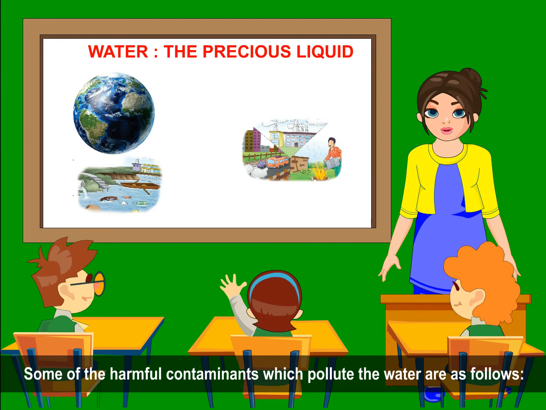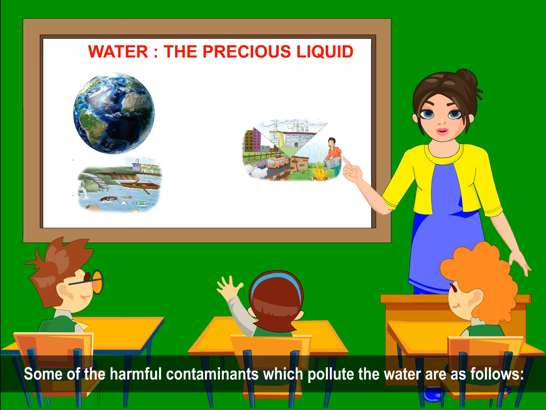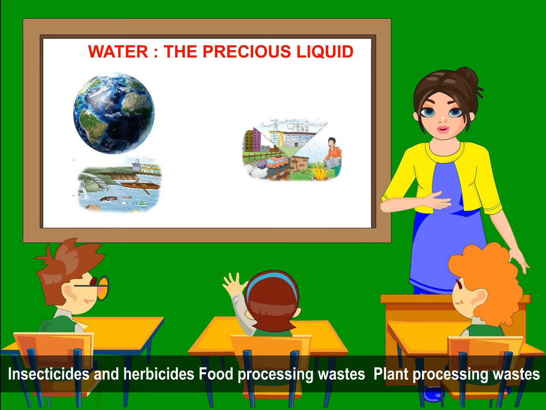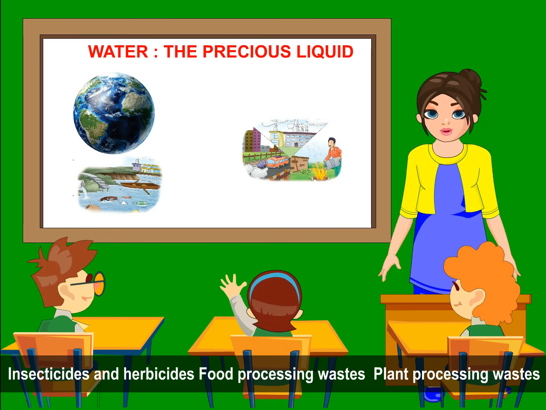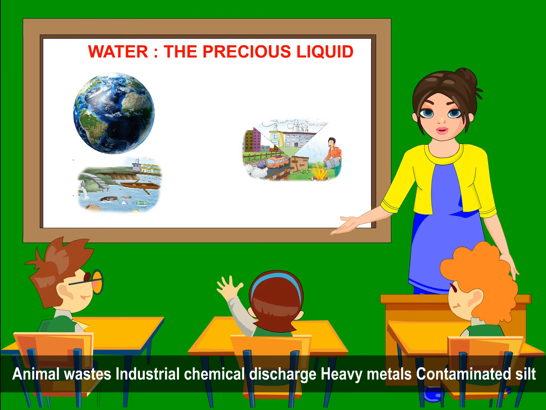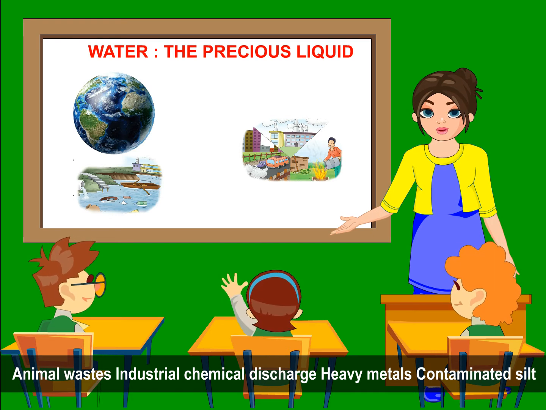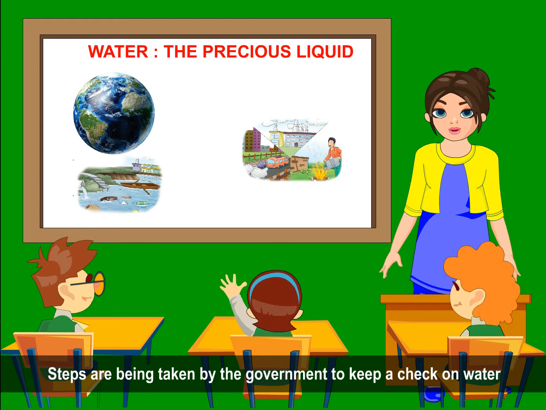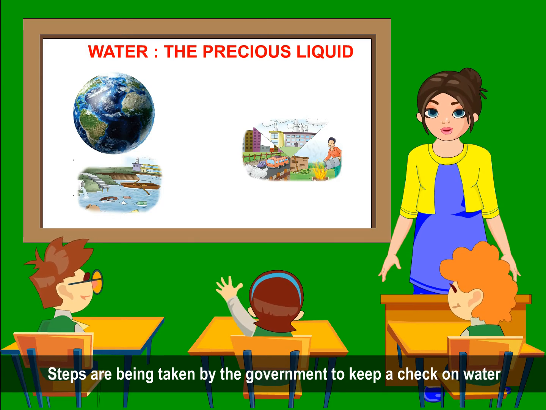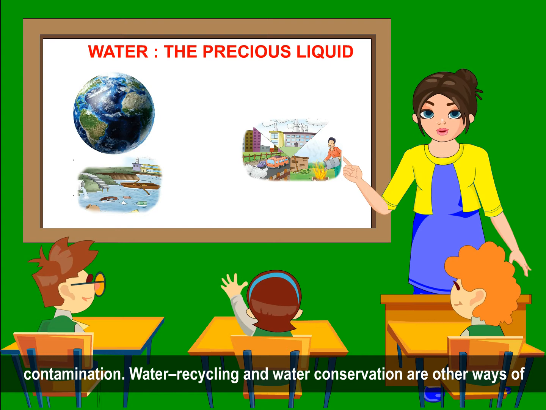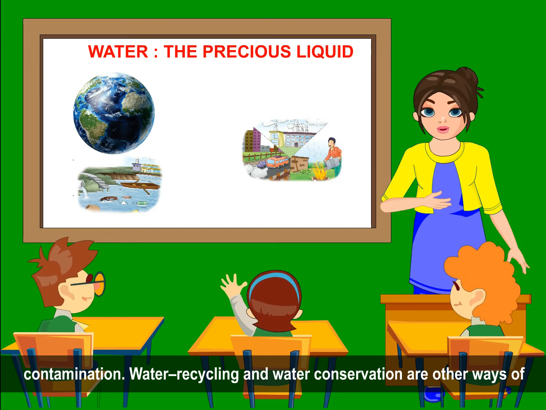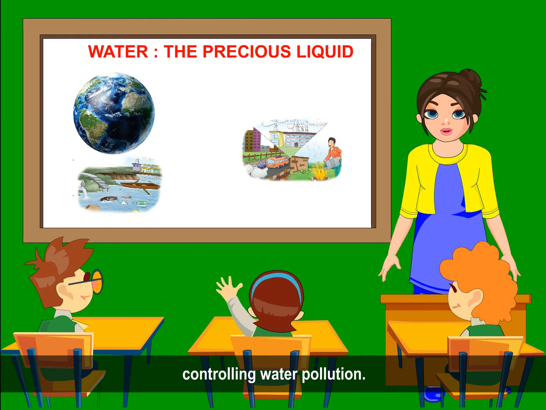Some of the harmful contaminants which pollute the water are as follows: insecticides and herbicides, food processing waste, plant processing waste, animal waste, industrial chemical discharge, heavy metals, contaminated silt. Steps are being taken by the government to keep a check on water contamination. Water recycling and water conservation are other ways of controlling water pollution.